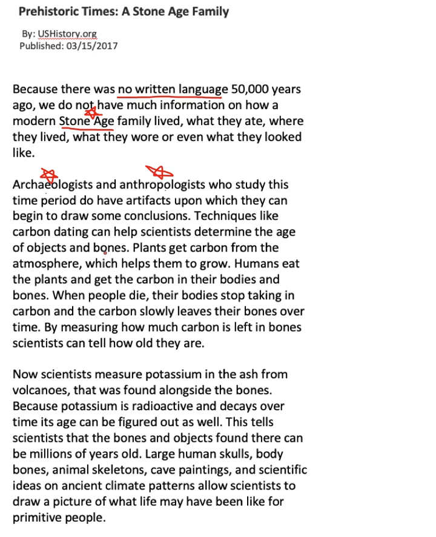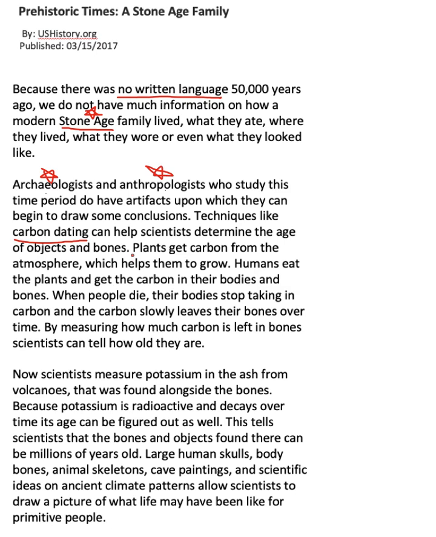Techniques like carbon dating can help scientists determine the age of objects and bones. Okay, so carbon dating, I'm going to underline that. That sounds like something that they do. I'm going to see if they continue to talk about it. Plants get carbon from the atmosphere, which helps them grow. Humans eat the plants and get the carbon in their bodies and their bones. When people die, their bodies stop taking in carbon, and the carbon slowly leaves their bones over time. By measuring how much carbon is left in bones, scientists can tell how old they are. Okay, so the rest of this paragraph does continue to talk about carbon dating.